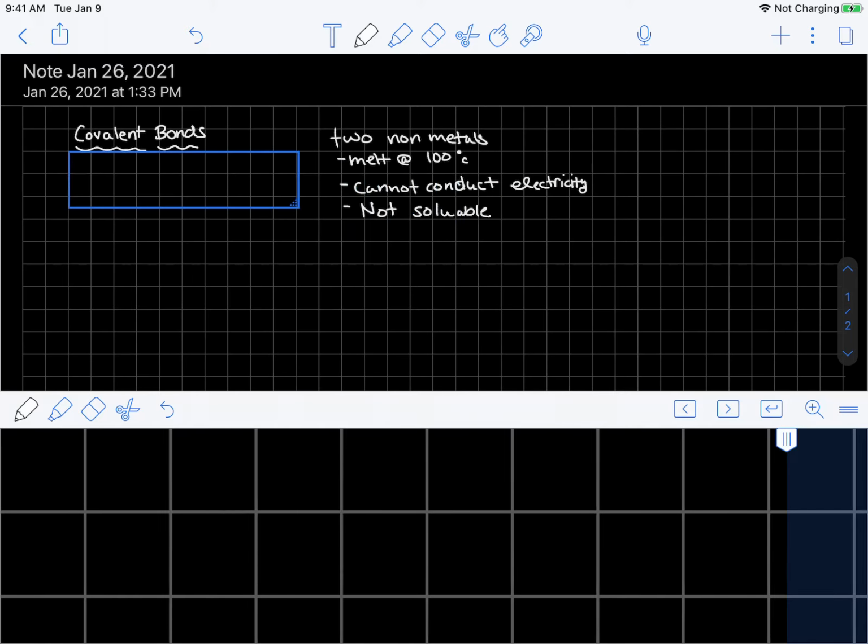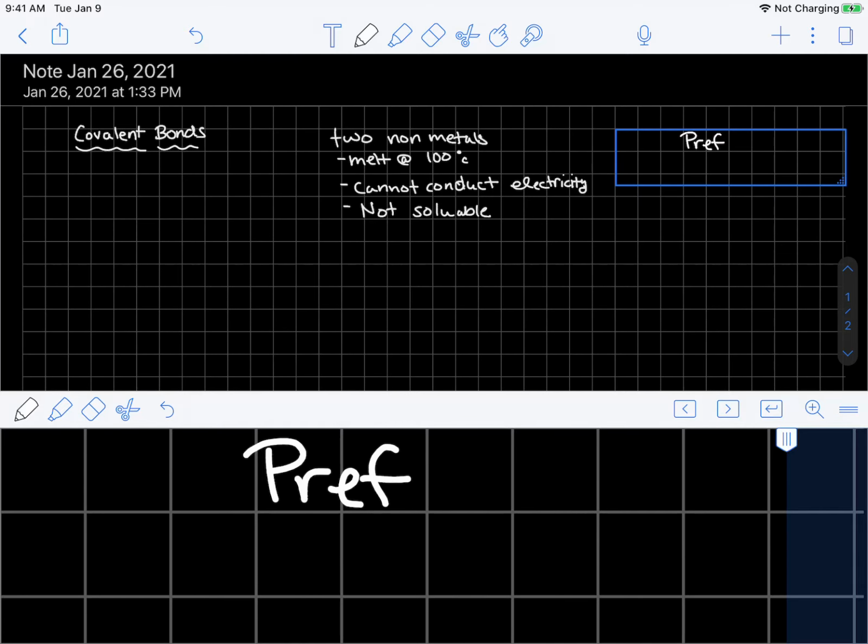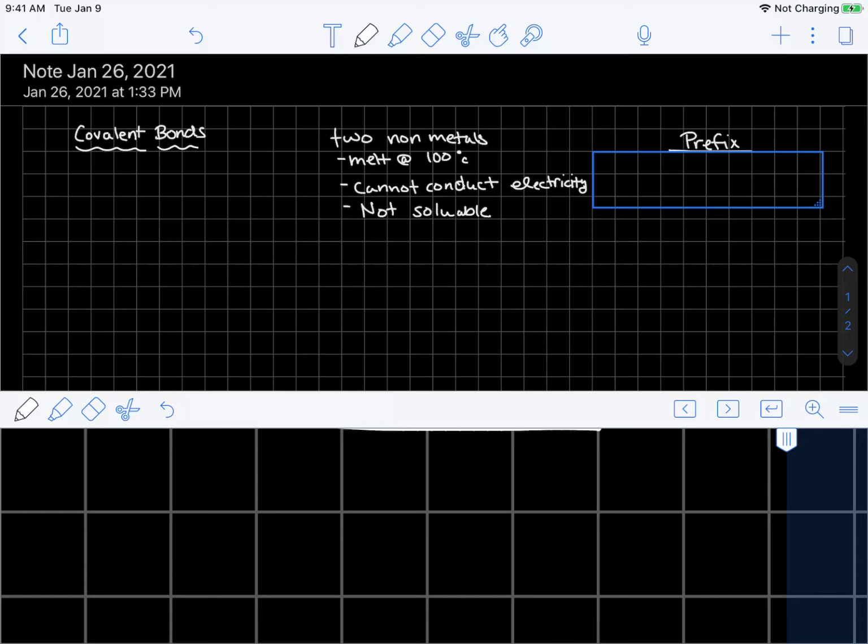Okay, so most importantly, we are looking at two nonmetals, so to the right of the staircase. We want to know or have these memorized. These are prefixes. A prefix is a piece of a word that comes in front of the word, and it has meaning. We have a couple of prefixes we want to remember.